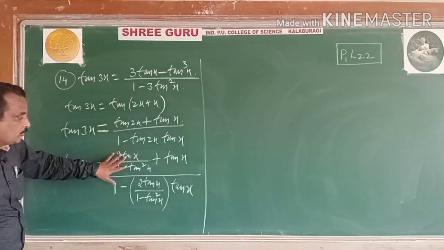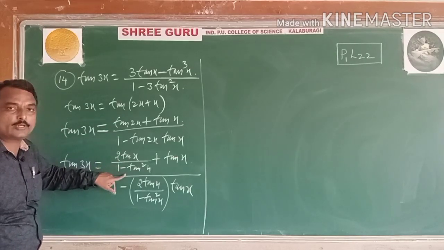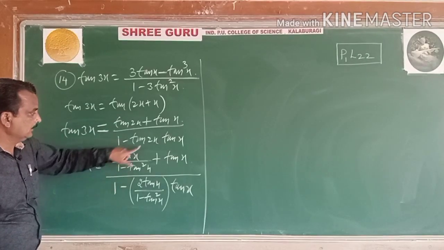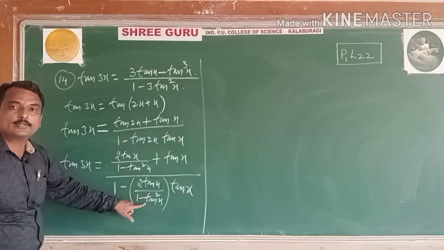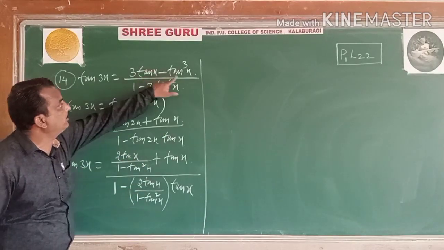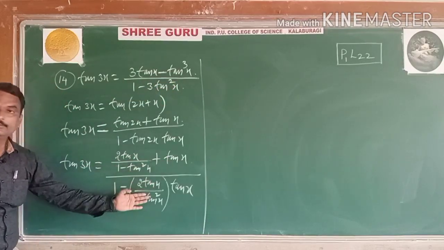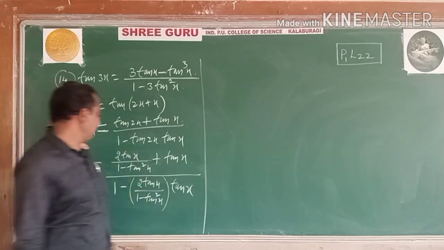So tan 2x is substituted here, students. Tan 2x as 2 tan x divided by 1 minus tan square x. Tan 2x is substituted in terms of x; you need it in terms of x. Let us simplify, taking LCM in the numerator, and similarly in the denominator also.